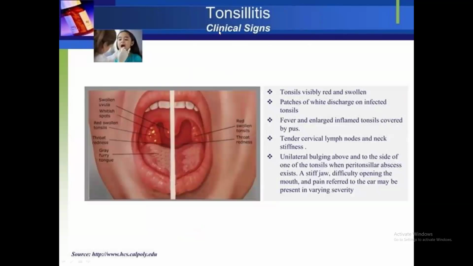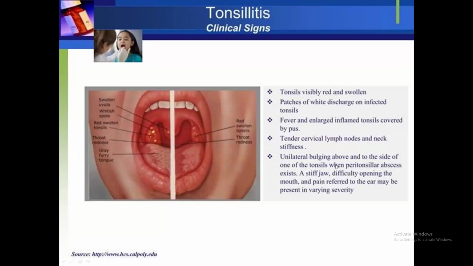These are the clinical signs of tonsillitis. We can make out the tonsils are visibly red and swollen. There are patches of white discharge on infected tonsils. These are red swollen tonsils with severe congestion in the throat. The child is suffering from severe fever, with enlarged and inflamed tonsils covered with pus. Then there are tender cervical lymph nodes and neck stiffness.